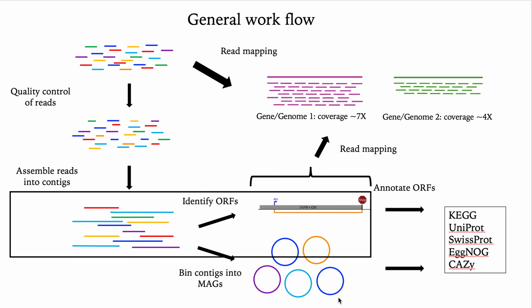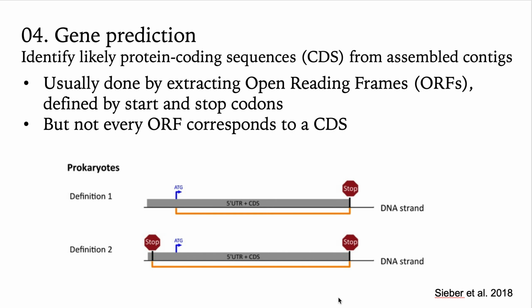So once you've assembled your reads into longer contigs, then you can start to do some more interesting things with them. The first thing you might want to do is identify open reading frames or protein coding sequences. So this process of gene prediction is usually done by defining a sequence by its start and stop codon. But there are a couple different definitions for what an open reading frame is.